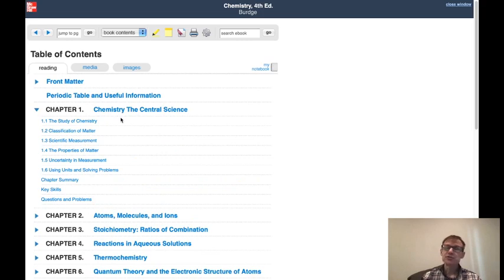The study of chemistry, classification of matter, scientific measurement, the properties of matter, uncertainty in measurement, and using units in problem solving. So the first 3 sections are really very, very simple introductions. When you get down to uncertainty in measurement and using units and solving problems, it's a little bit more advanced and more detailed.